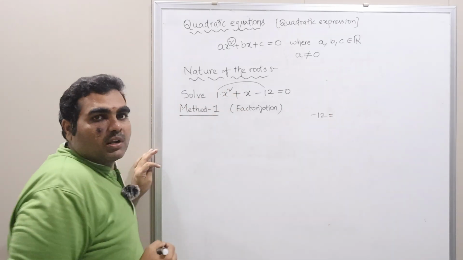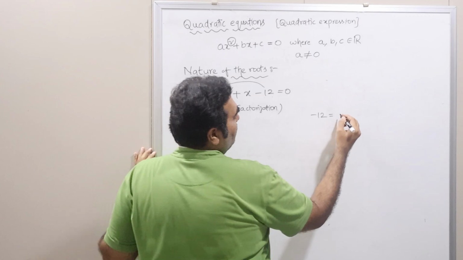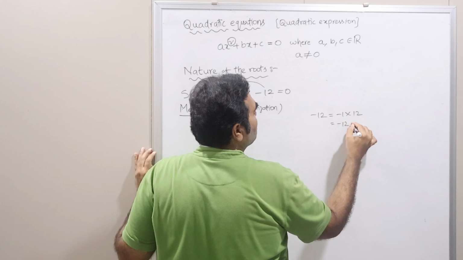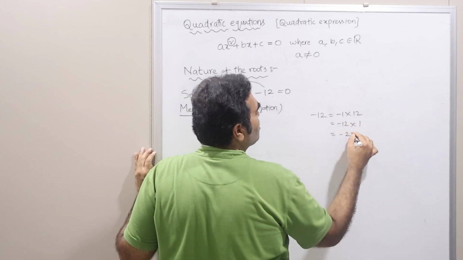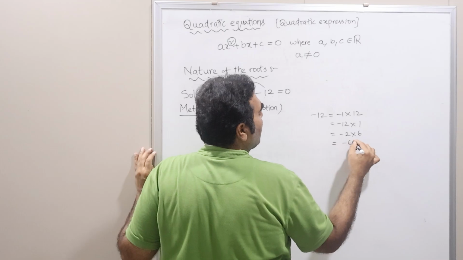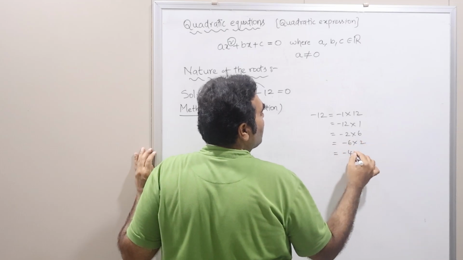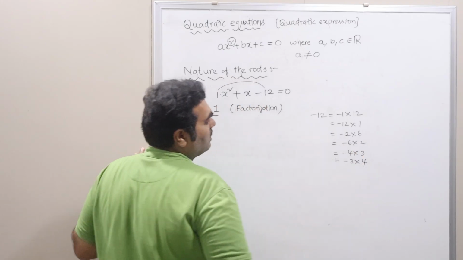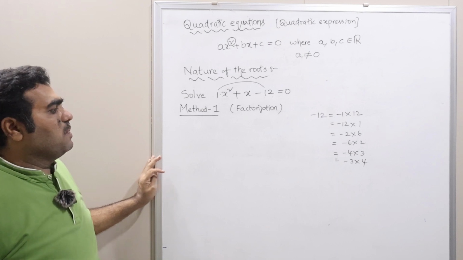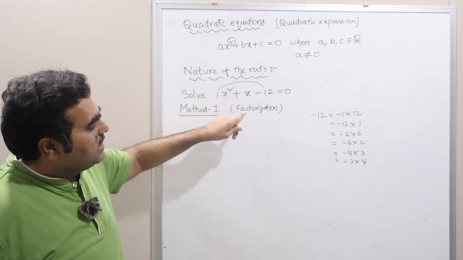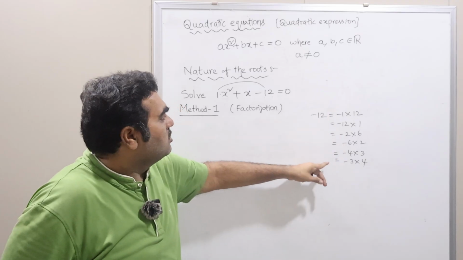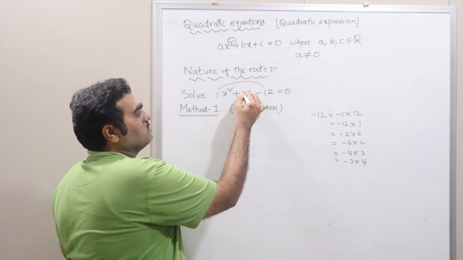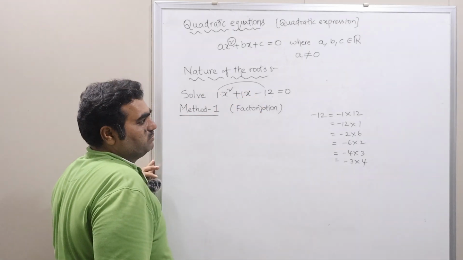For minus 12, what are the various factors you have? Starting from minus 1 into 12, or minus 12 into 1, minus 2 into 6, minus 6 into 2, minus 4 into 3, minus 3 into 4. That's all. Now you should select one factor pair among these, so that when you add those two factors, you get the coefficient of x here. The coefficient of x is 1.